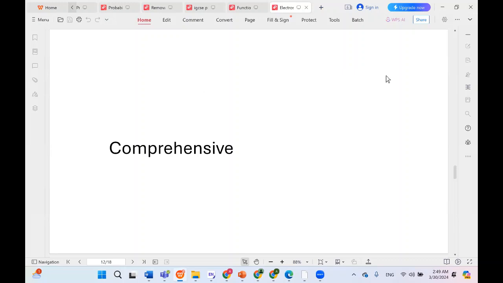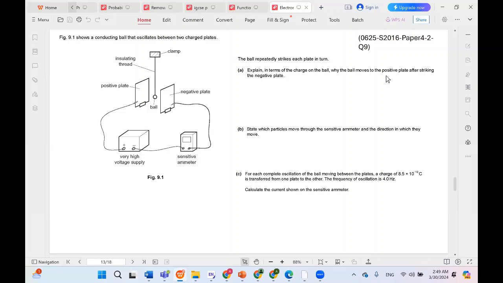Next, we move on to comprehensive questions that integrate charges, moving charges with conducting spheres, and the equation Q equals IT. So this is comprehensive questions on electrostatics in general. Here we have a ball, a conducting ball that oscillates between two charged plates. So oscillates means that it basically moves back and forth, moves to the right, and then moves to the left, and then moves to the right again, and so on and so forth. The ball repeatedly strikes each plate in turn.